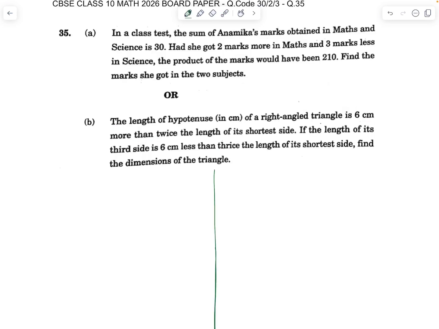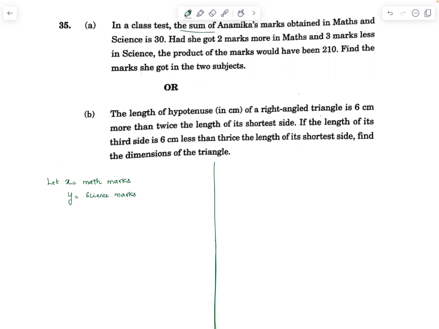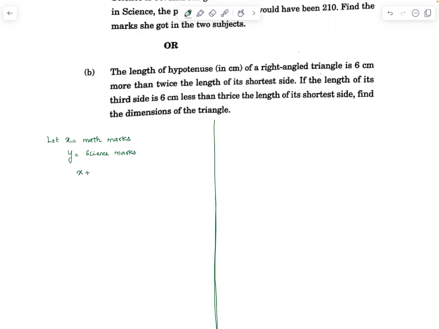Let's assign variables to the marks. X be equal to the math marks and Y be the science marks. According to the first line, the sum of Anamika's marks obtained in math and science is 30. For that, we get the equation x plus y equal to 30. So let this be equation 1.